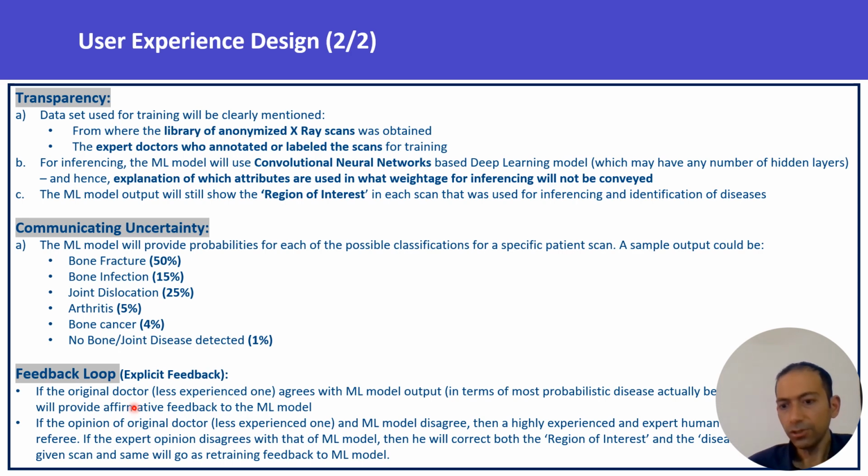But if the doctor does not agree with the classification, then he will refer it to an expert doctor whose opinion will then be final. If the expert doctor agrees with the ML model output, he will give affirmative feedback to the ML model. If he disagrees with the ML model output, then he will give correctional feedback to the ML model. In this way, there will be explicit feedback given by either the original doctor or the expert doctor to the ML solution.